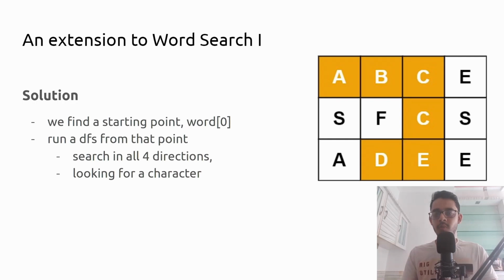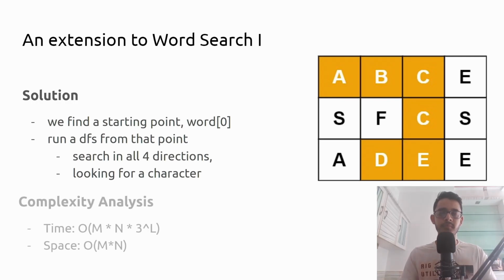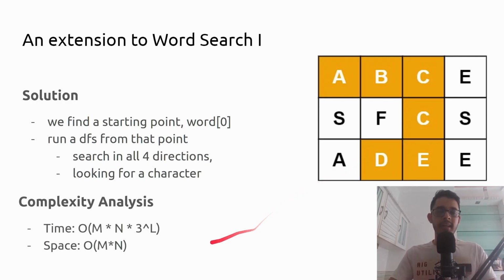Now, we also want to talk about the complexity analysis for this question, because understanding that will lead us to a couple of observations that we can later exploit. Okay, first things first, complexity analysis. The complexity in terms of time is going to be order of m, which is the number of rows, times n, the number of columns, times 3 to the power of L.